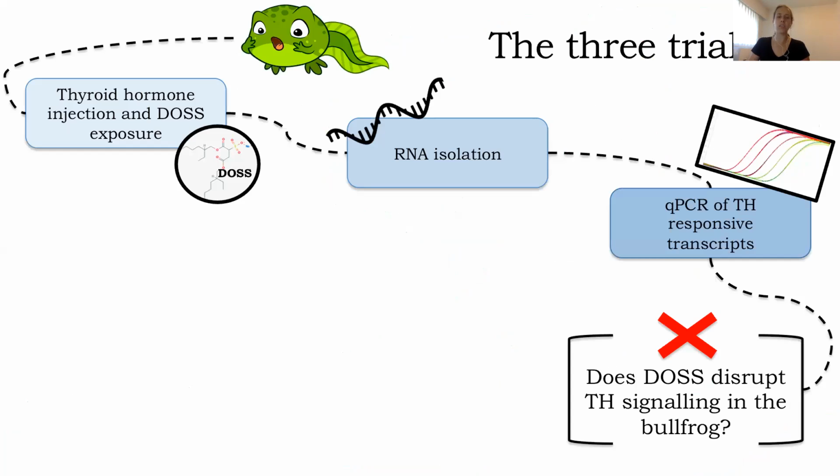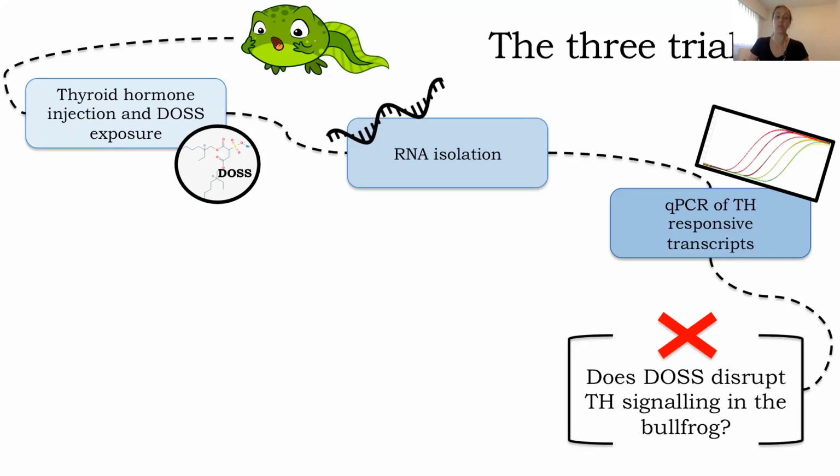Chad knew that he was in a unique position to study DOS as a potential endocrine disruptor because he is a sensitive indicator species that uses the thyroid hormones T3 and T4 to kickstart metamorphosis. So he decided to embark on an adventure to answer his big question. Does DOS disrupt thyroid hormone signaling in the bullfrog?